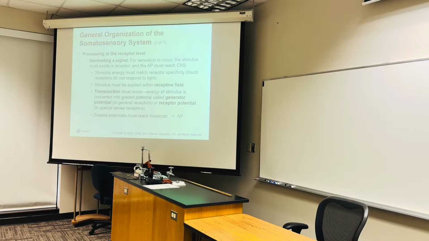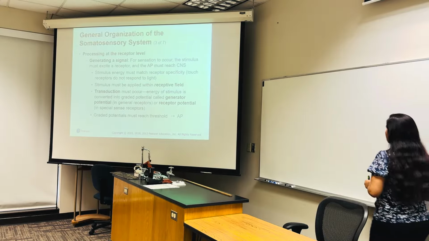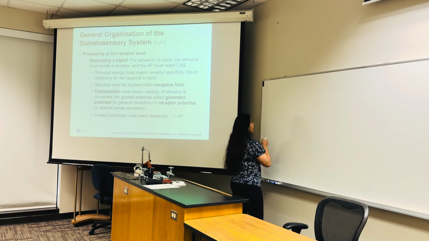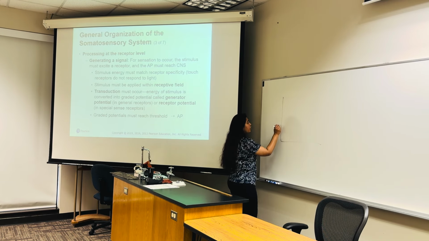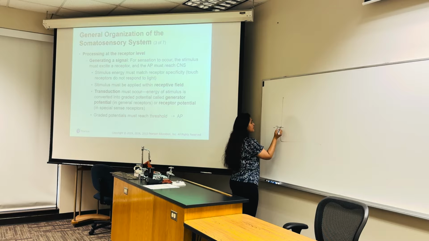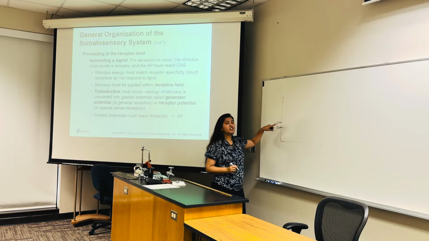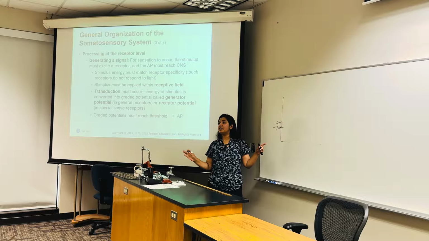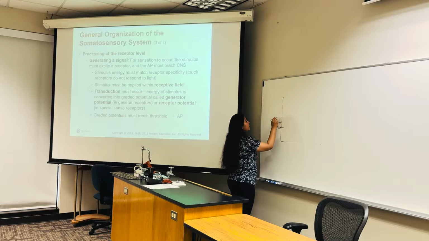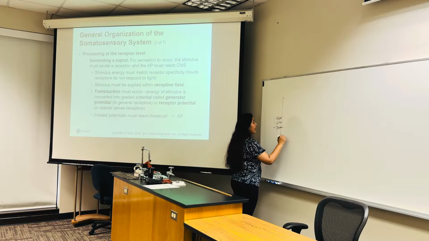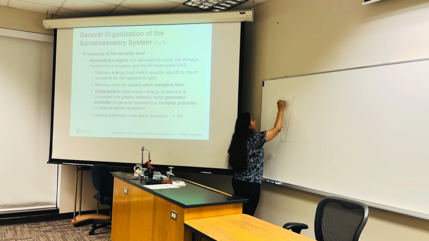Can anybody remind me what a graded potential is? Every time we say graded potential, we know that normally your cell is at what? Negative 70 millivolts. If there is a slight change, maybe to negative 60 millivolts, then what is that? This is your graded potential. It is not enough to generate the action potential. Only if it reaches the threshold, which is negative 55 millivolts, that's when what is going to happen? It is going to generate the action potential.